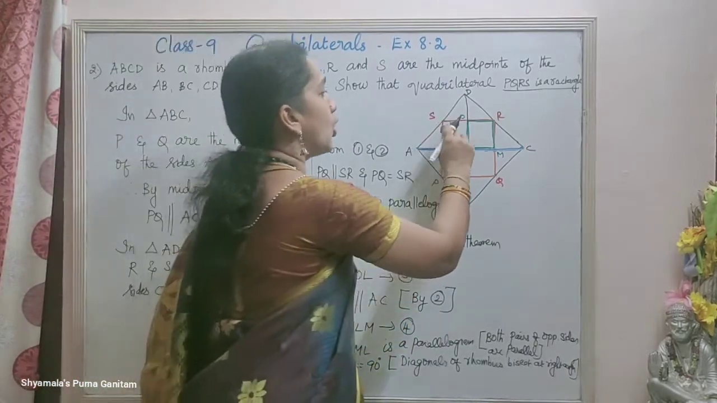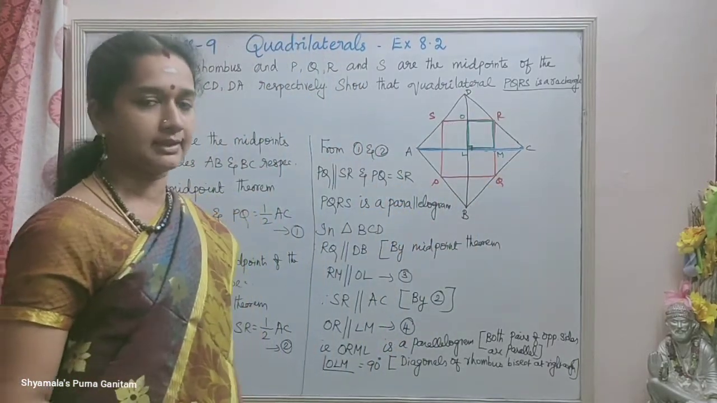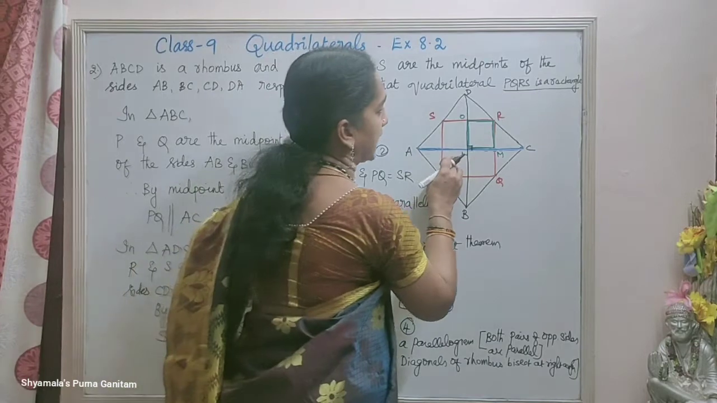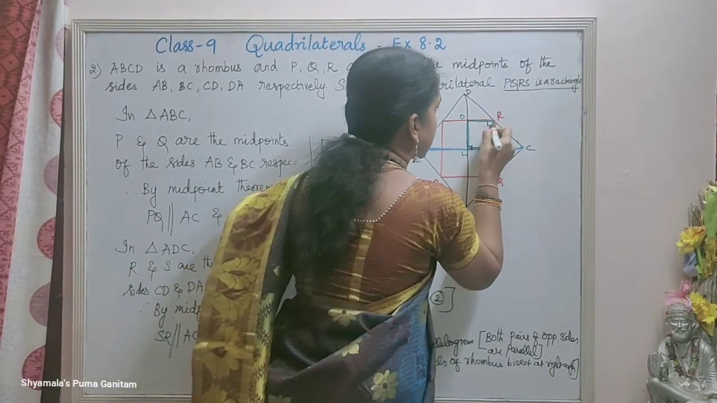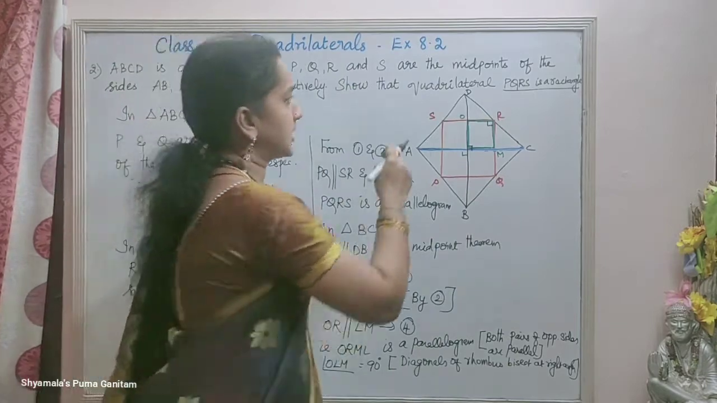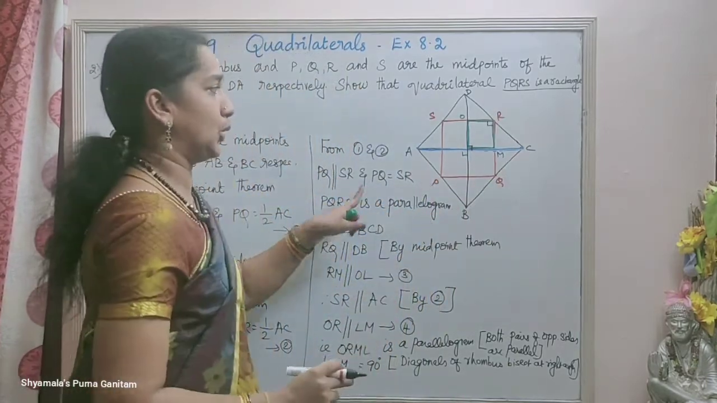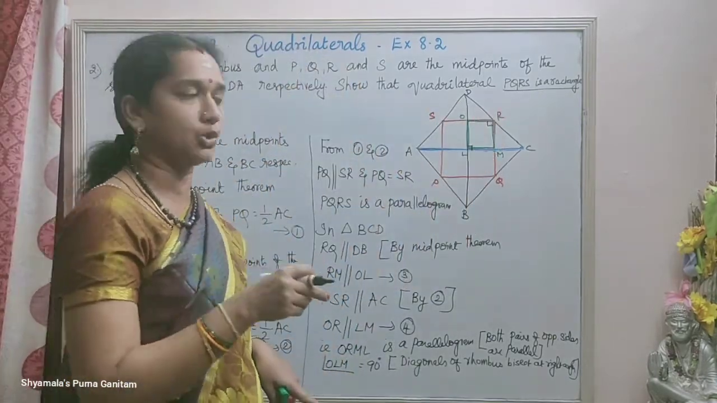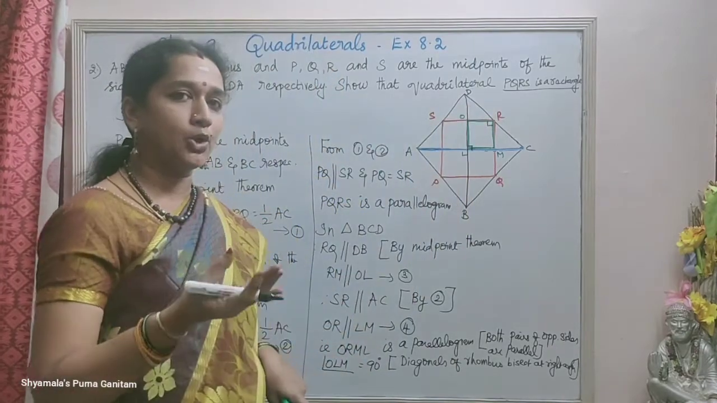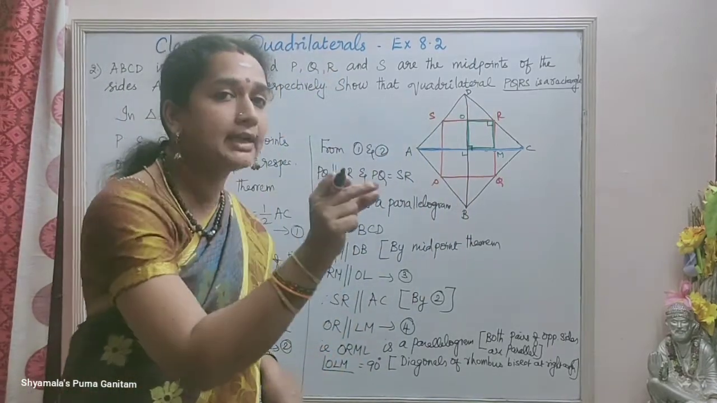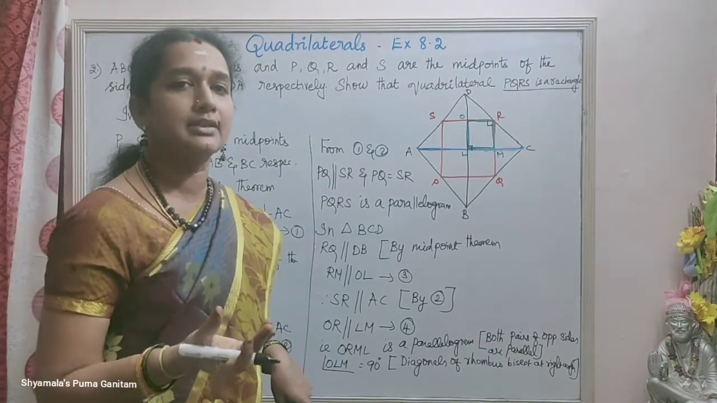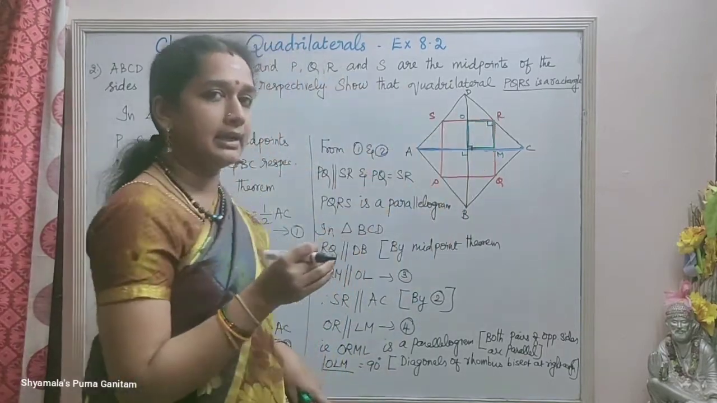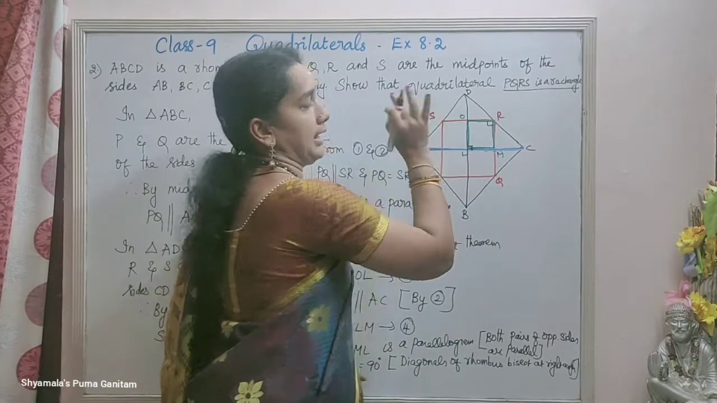What did we say now? ORML is a parallelogram. In a parallelogram, opposite angles are equal. The opposite angle of this one is angle R, which forms one angle of the parallelogram PQRS. I told you, if one angle of the parallelogram is proved to be 90 degrees, then we can say that it is a rectangle. So we have proved that one angle is 90 degrees, so PQRS is a rectangle.